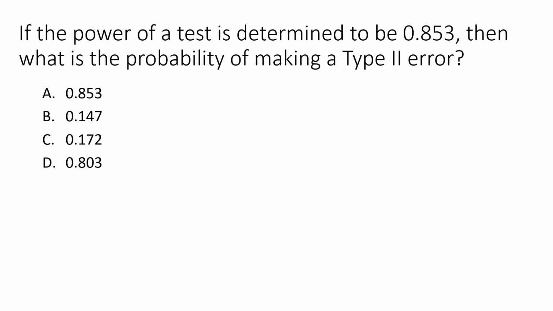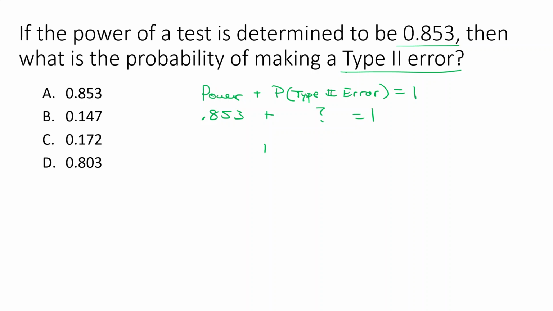All right, so now if the power of a test is determined to be 0.853, what is the probability of making a type 2 error? Well, power plus the probability of a type 2 error equals 1, because it's just the area under the normal curve. So this is 0.853. This is what we're trying to find. So it's just 1 minus 0.853. And I believe that works out to 0.147. So the probability of a type 2 error would be 14.7%.